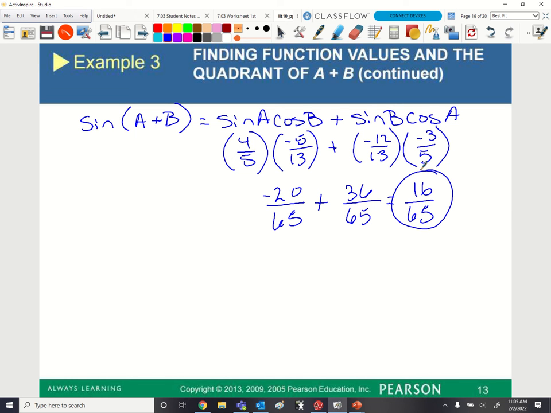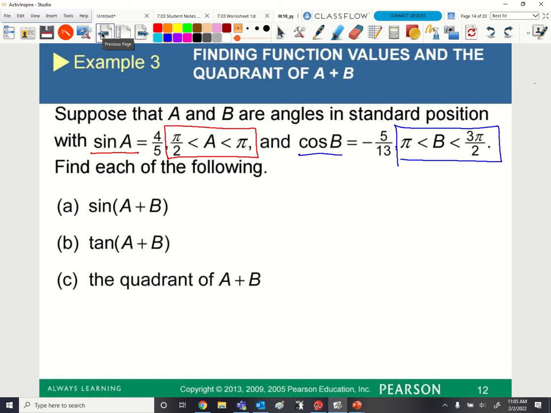It's not too bad, right? All the work is at the beginning, setting up these problems. So that was part A. And then the next one was tangent of A plus B. Okay? Tangent of A plus B.